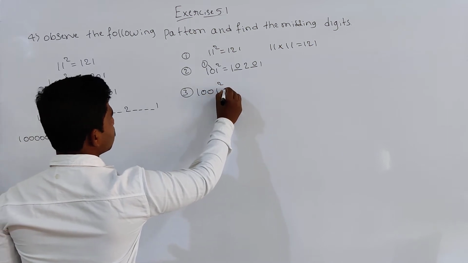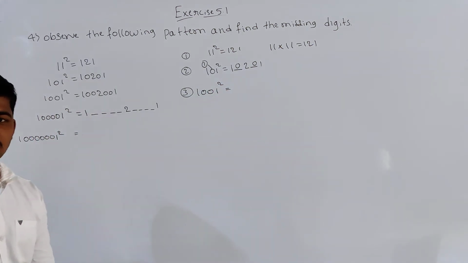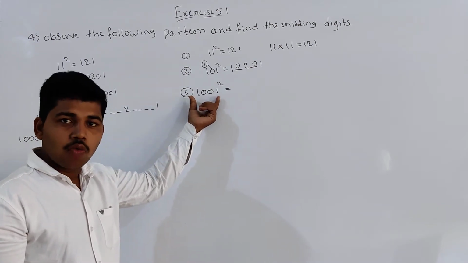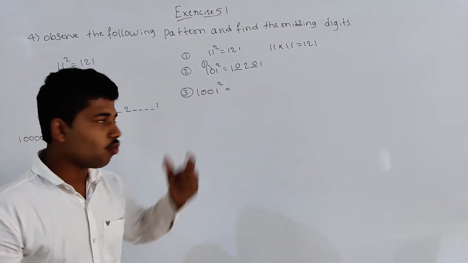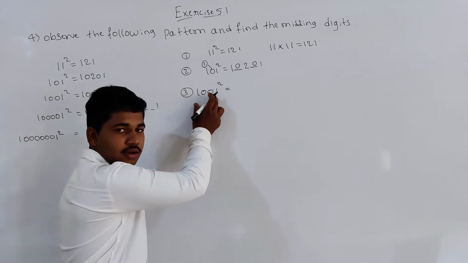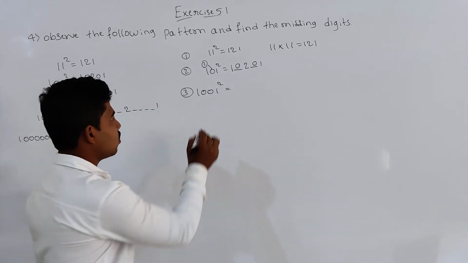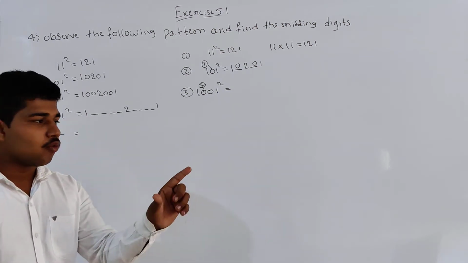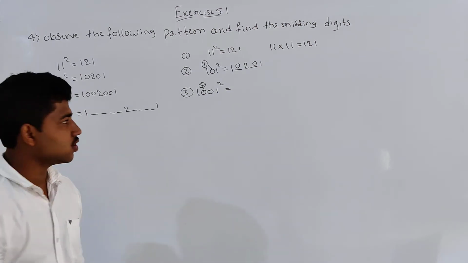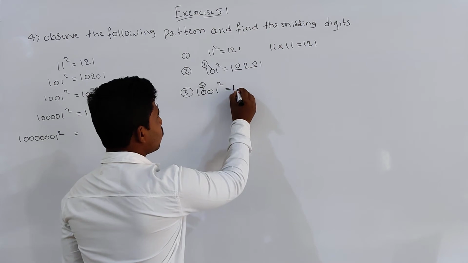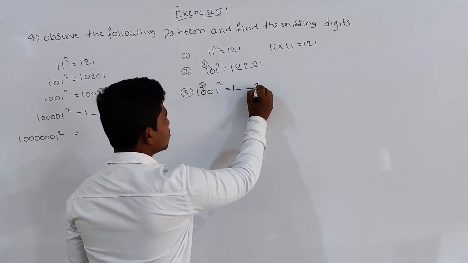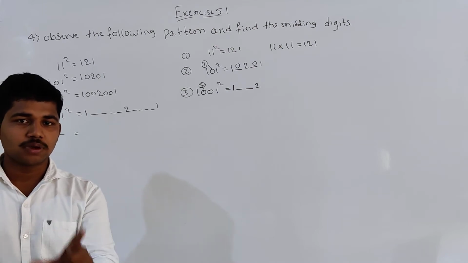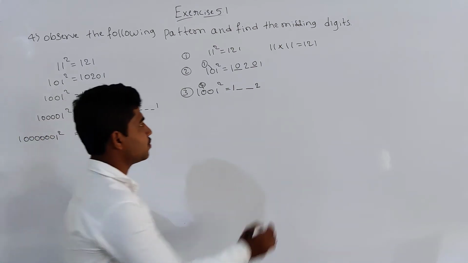1,001 square. In the 1,001 square, already we know that 11 square is 121. 11 into 11, you will get the 121. How many zeros are there? 2 zeros are there. Between the 1 and 2, you should leave the 2 places. And again between 2 and 1, you should leave the 2 places, because we are having the 2 zeros.